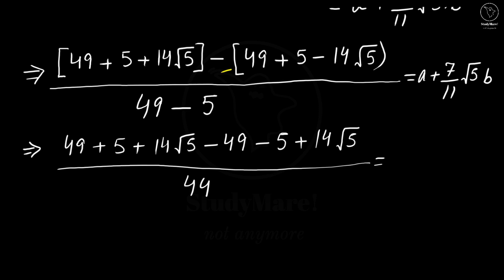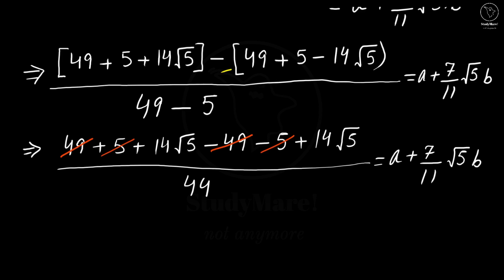Right hand side, just copy it. Nothing has been done on RHS so far because we are right now focusing on the LHS. Once we are done with LHS, we will look into the RHS as well. Now look at this. Here we have 49, here we have minus 49, cancels out. Here we have plus 5, here we have minus 5, cancels out.